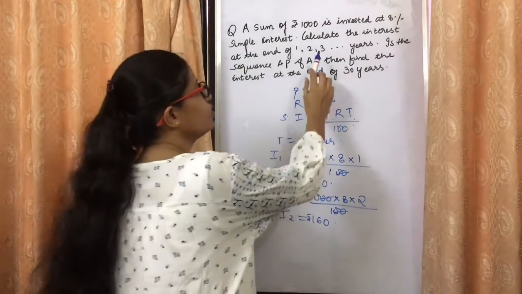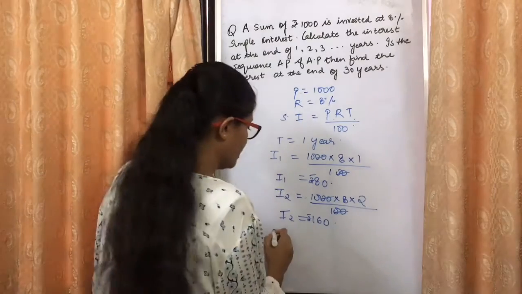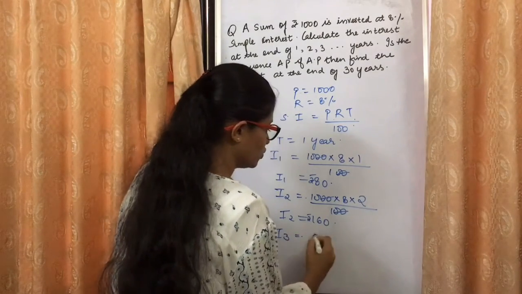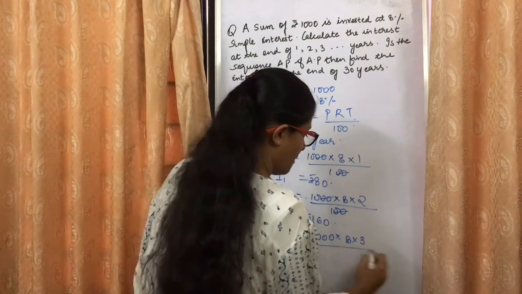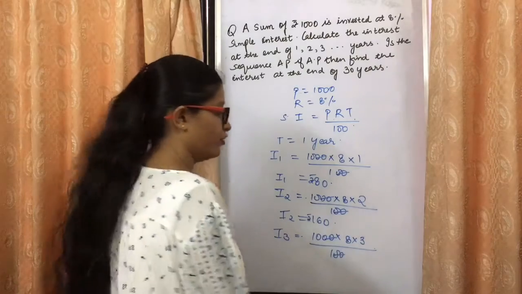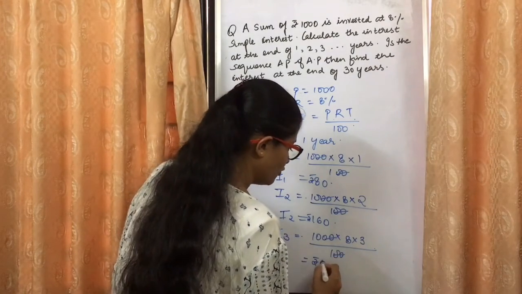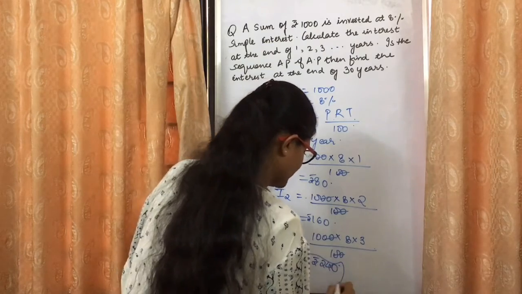Similarly, we can find the interest at the end of the third year just by changing the time in the formula. I3 is equal to 1000 into 8 into 3 upon 100. You can see 80 into 3 will give you 240. So at the end of the third year, you will have an interest of 240 rupees.